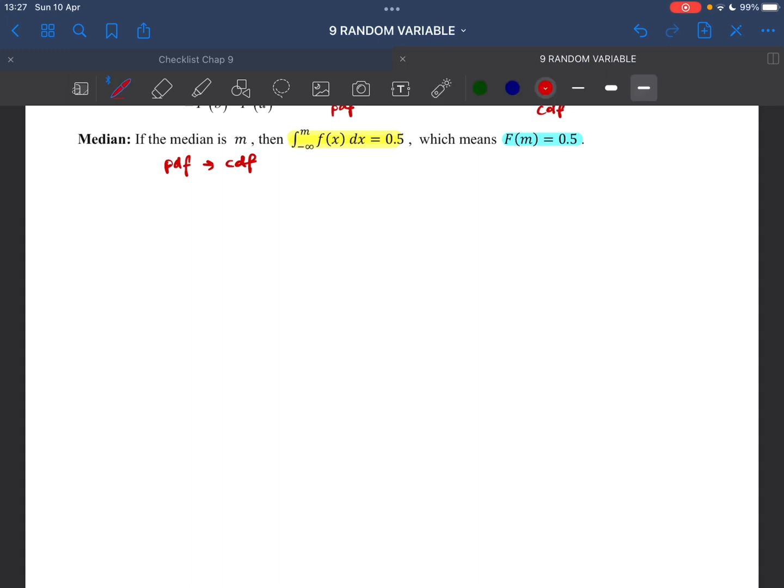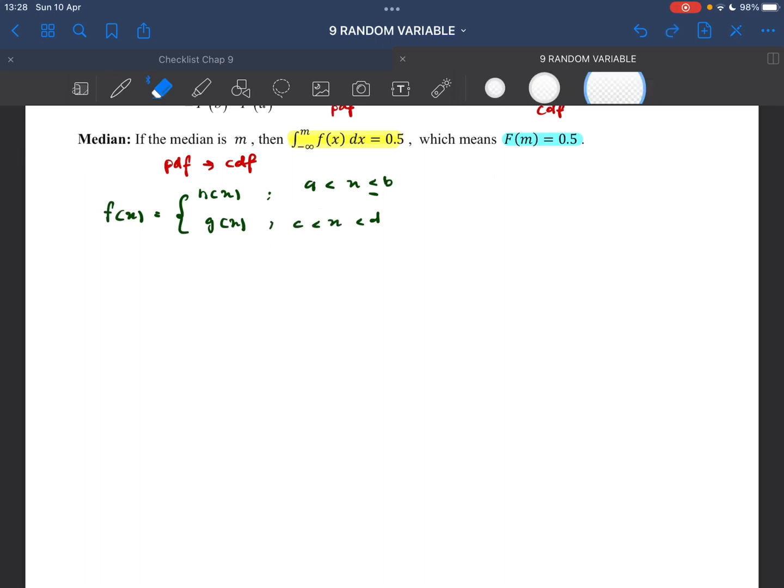Let's do one more note here. Let's say your graph PDF is f(x) equals one function, let's put that as g(x), h(x). This one is for x between a and b, and this is for x between c and d. Sorry, this is b and c, x is between b and c.